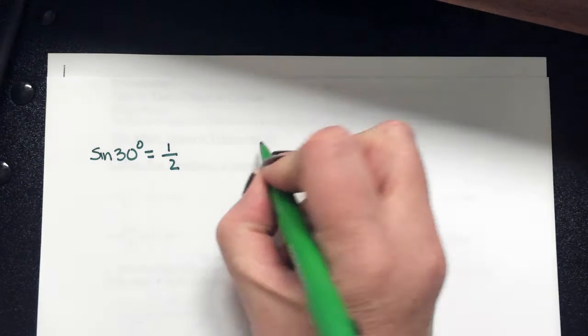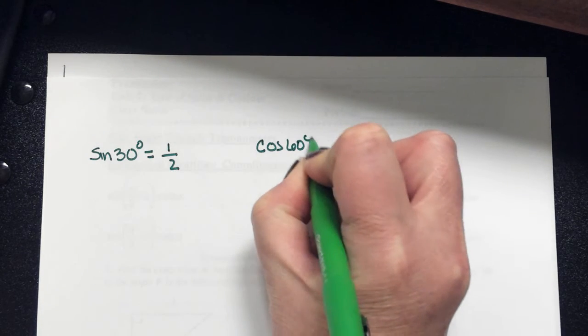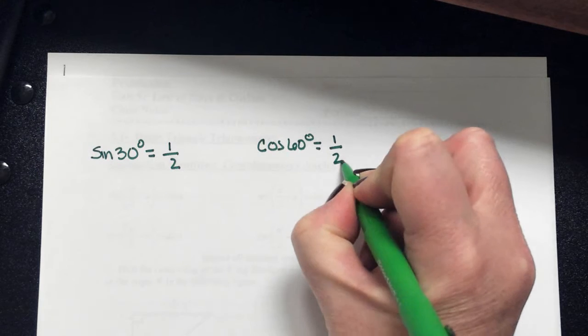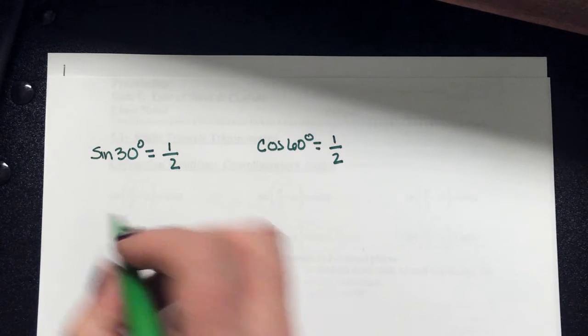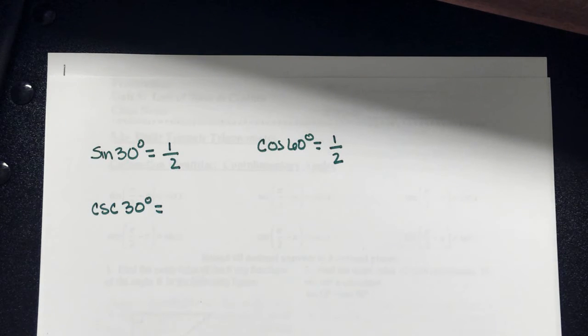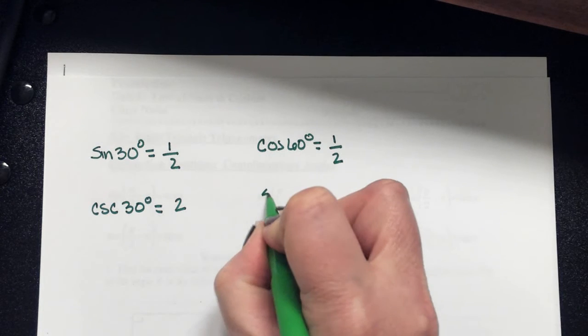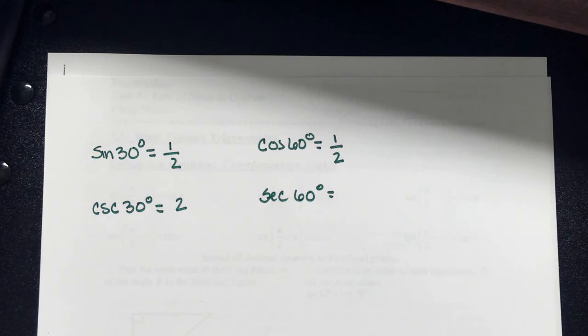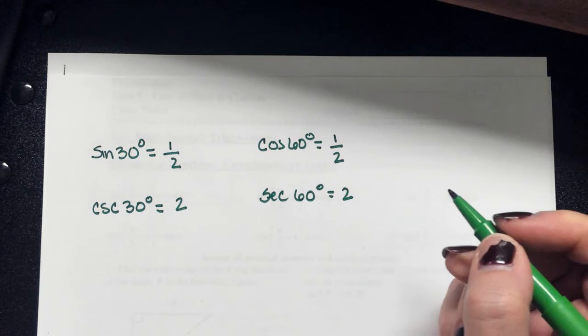Let's talk about the cosine of 60 degrees. 1/2. So you agree with me that the sine of 30 degrees and the cosine of 60 degrees is 1/2. Let's talk about the cosecant of 30 degrees. 2. I agree with that. What about the secant of 60 degrees? Secant of 60 degrees? 2. Because secant's reciprocal of the cosine.